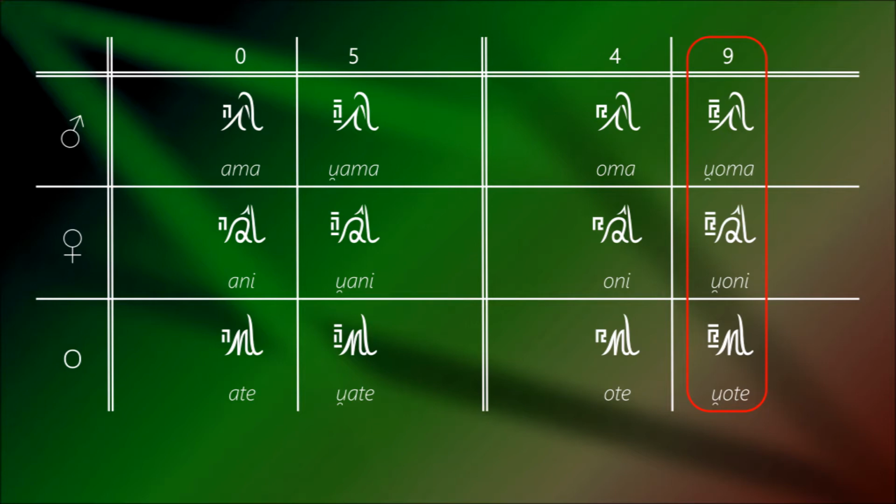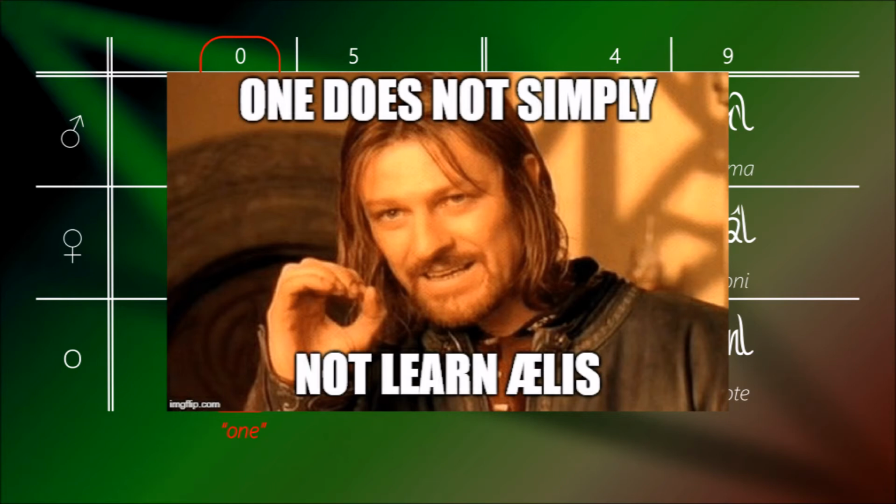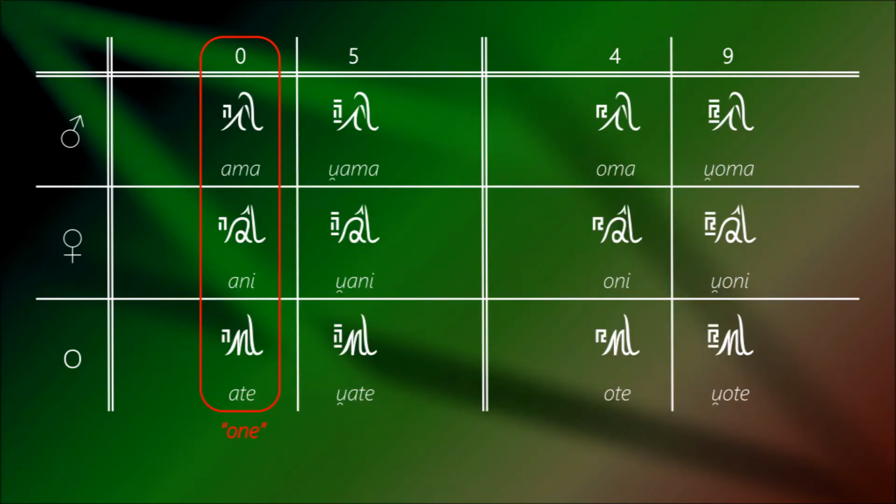The so-called 0th person is used in generalizations, and roughly corresponds to the English word one, as in, one does not simply not learn Ælis. If you want to generalize men or women specifically, you may use the personal pronouns ama and ani. Otherwise, you use the undefined pronoun ate.